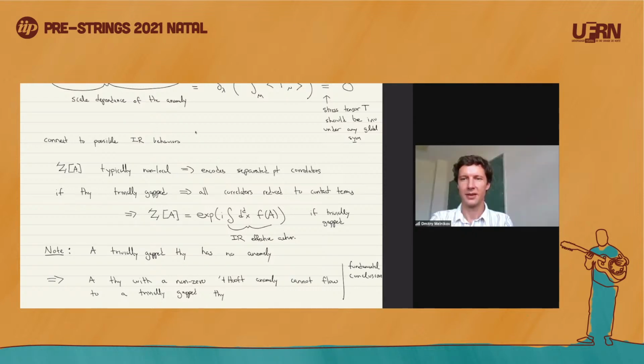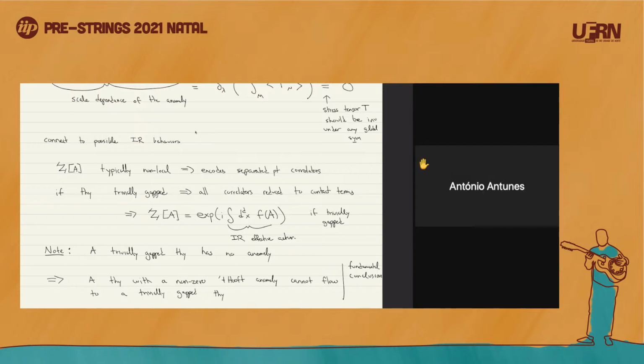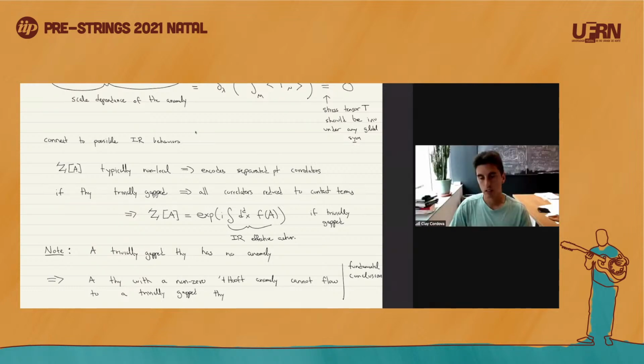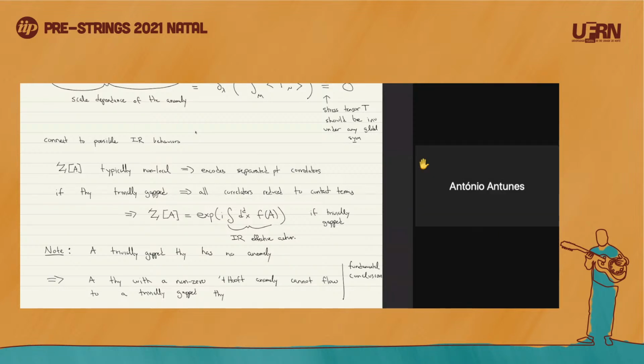Okay, thanks. There's a question from Antonio. Antonio, please. To follow up on this, can these things be checked on the lattice, for example? Sure, yes. And is there some qualitative thing that one can learn?